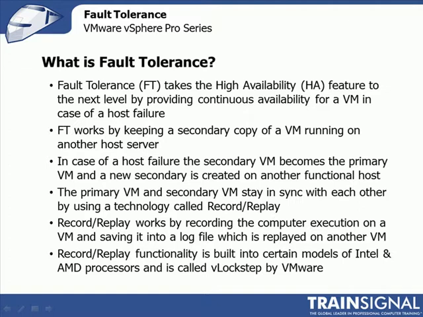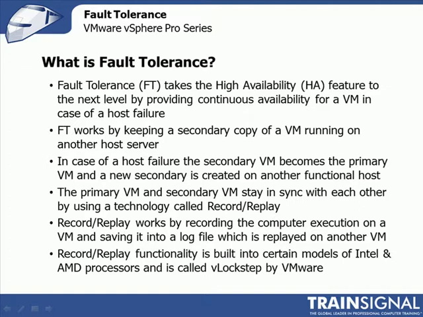In case of a host failure, that VM then becomes a primary VM and a new secondary is created on another functional host. The primary VM and secondary VM stay in sync with each other using a technology called Record Replay that was first introduced with VMware Workstation. Record Replay works by recording the computer execution on a VM and saving it into a log file. You can then take that recorded information and replay it on another VM to have a replica copy that is a duplicate of the original VM.